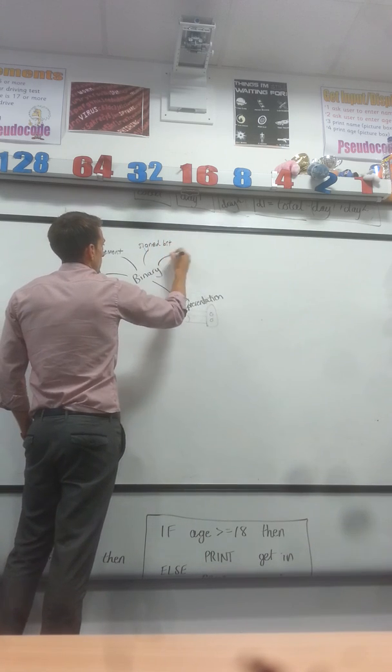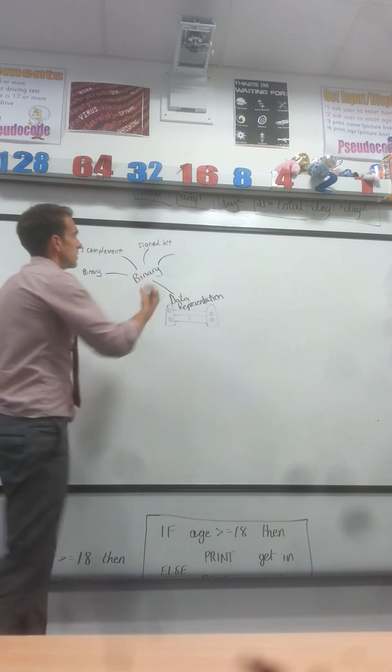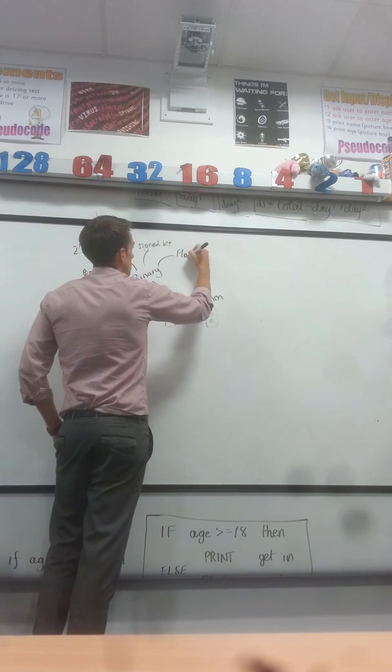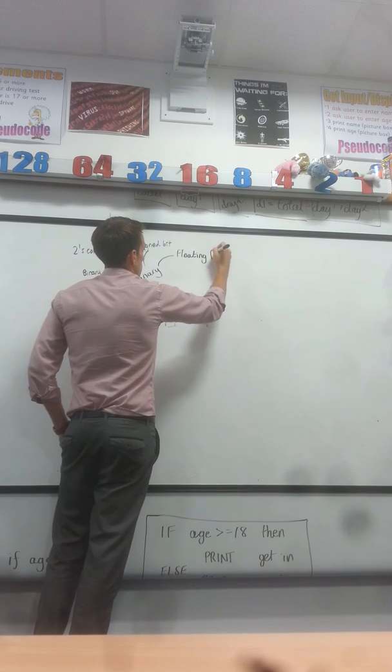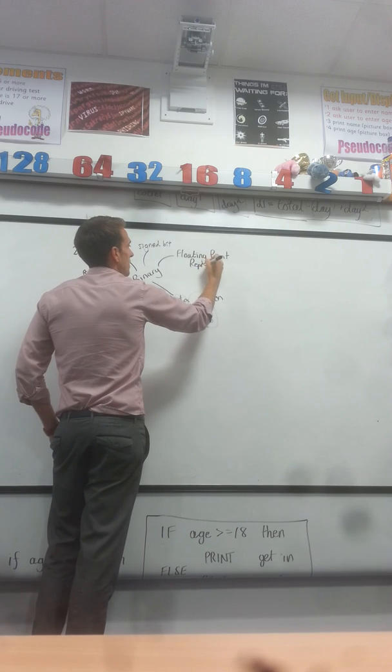And we also talked about another one. Floating point representation. Which is to do with the mantissa and exponent. It was just to do with what? Mantissa and exponent. Yeah.